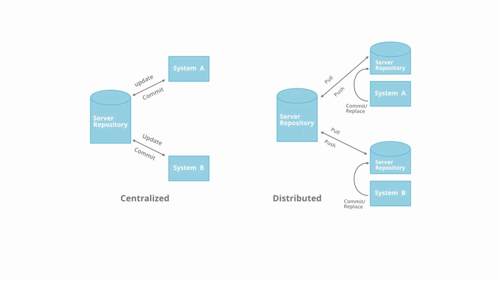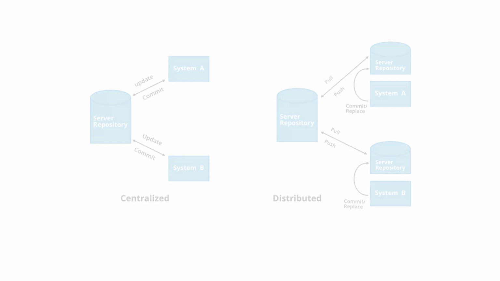By contrast, in a distributed version control system, every user has a local copy of the repository in addition to the central repository on the server side, and they can commit their changes to their own local repository. Uploading changes to a main shared and remote repository is then done by using pull and push requests.